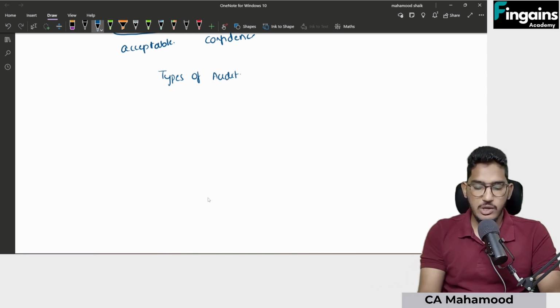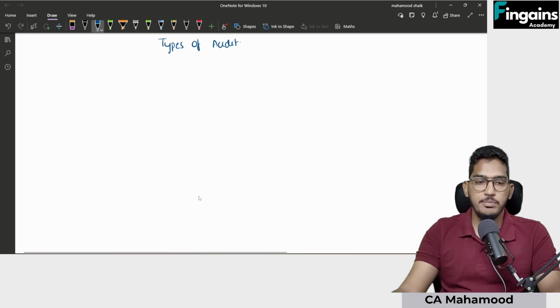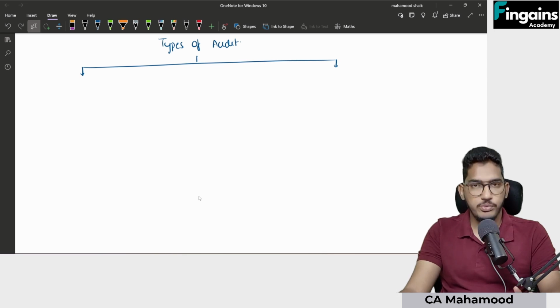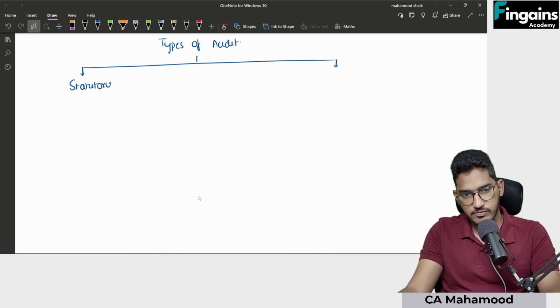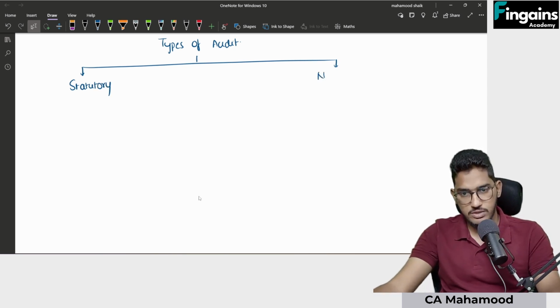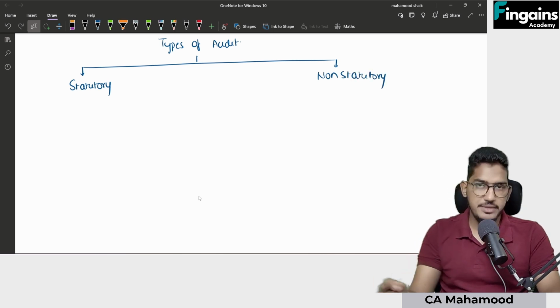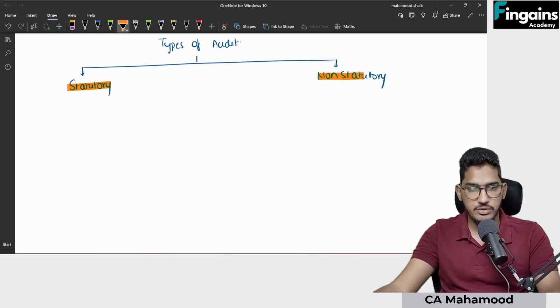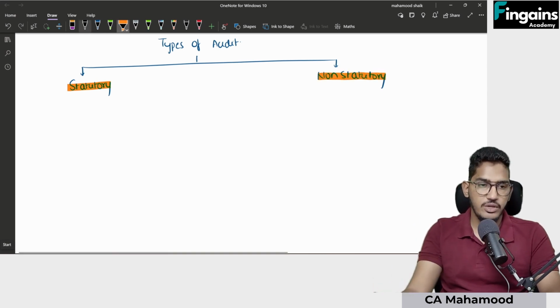Now, depending upon requirements of the law, the audits are broadly divided into 2 categories. Number 1 is statutory audit. Number 2 is non-statutory audit. So on the basis of requirements of the law, we have divided audits into 2 categories: statutory audit and non-statutory audit. Now, what is statutory audit? What is non-statutory audit? First, we will concentrate on this.